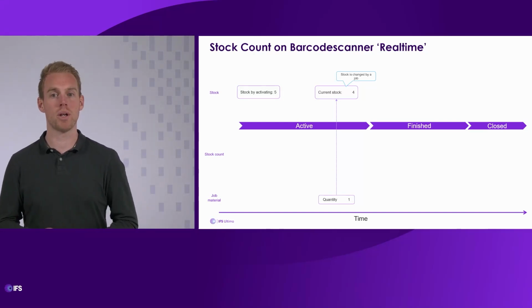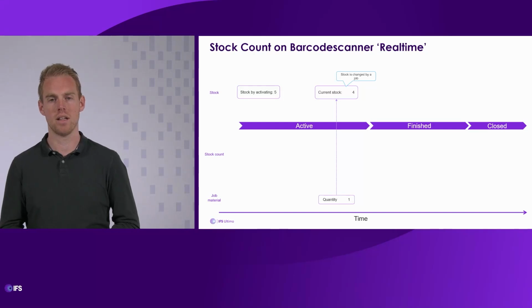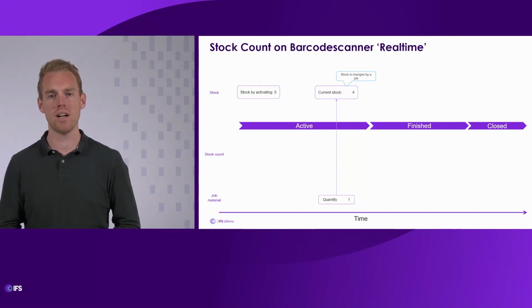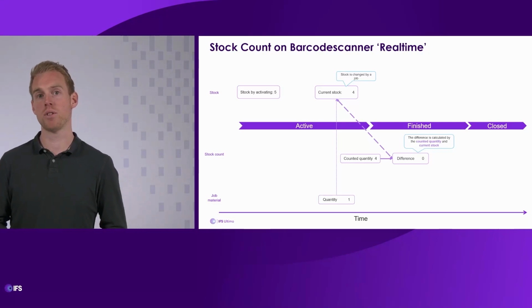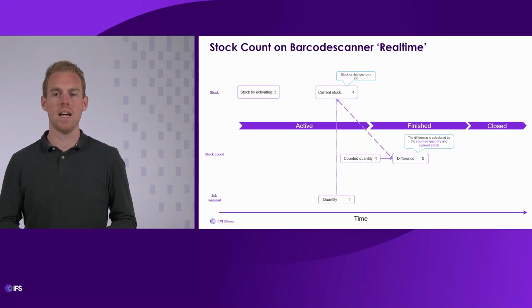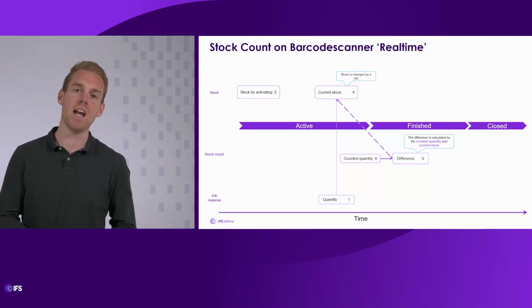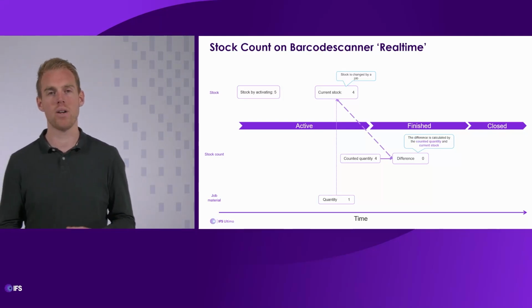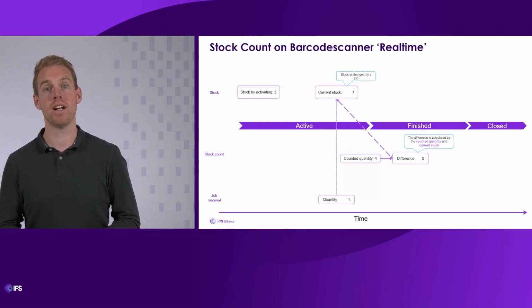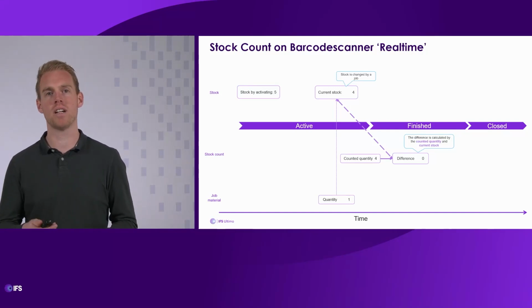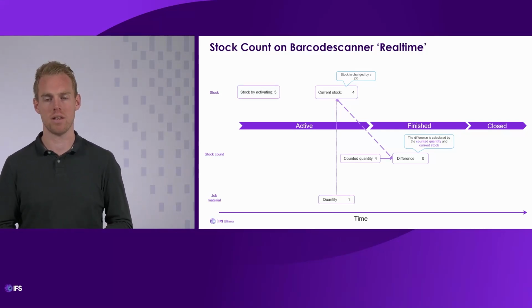So the current stock will become 4 in this case. And after that specific moment, you come to that specific location to count. And at that moment, you count 4. And at that moment, we calculate the difference between the counted quantity and the current stock. So that's why you cannot mix up filling in the quantities on the web and on the barcode scanner, because the calculation is different.